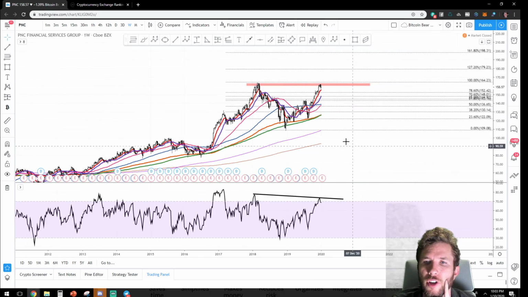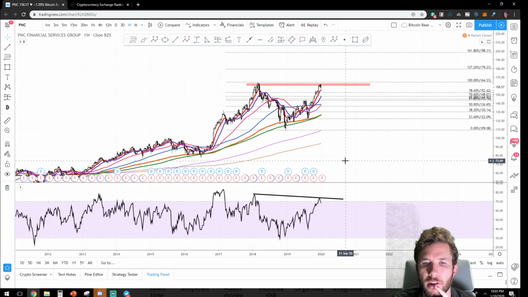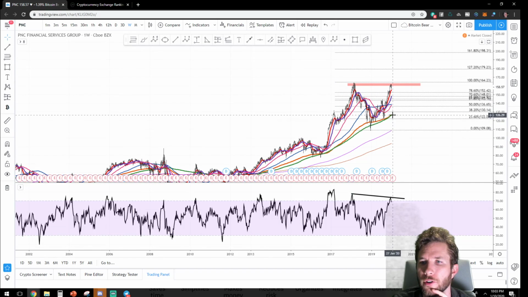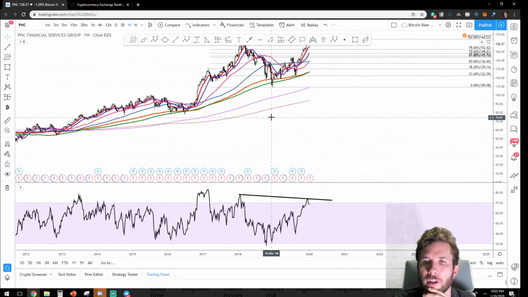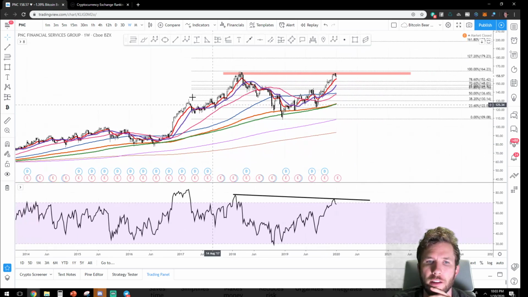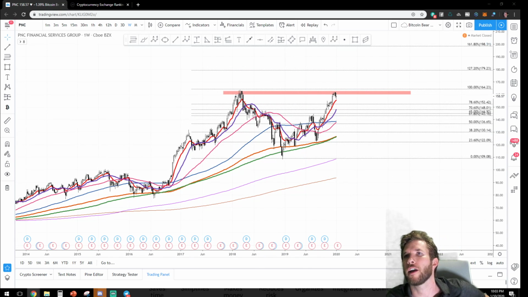If earnings is not good, I would expect probably at least 130 on PNC to either reload or to rebuy on this 200 MA weekly. 200 MA weekly and 200 EMA weekly are just like God tier traditional market moving averages to use. But the stocks keep going up and up and up.